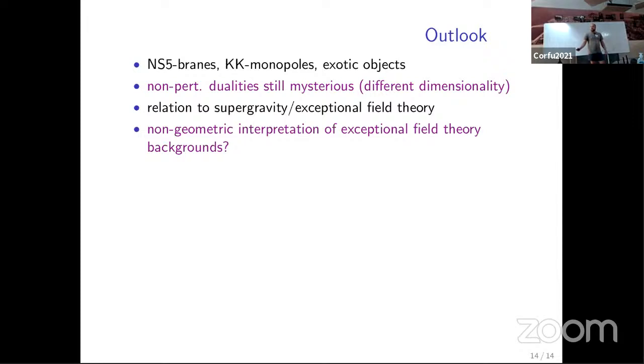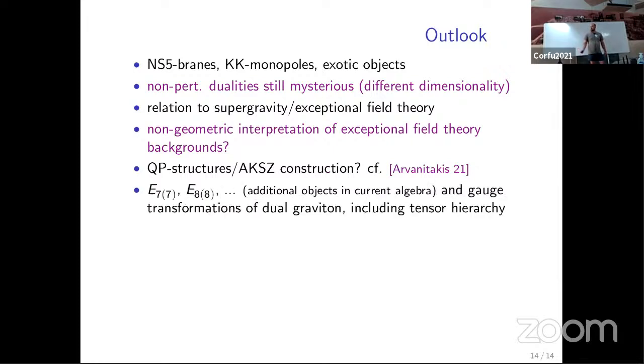Next, all the things I mentioned about non-geometric interpretations of backgrounds. There was a paper in spring by Alexander Tachikawa, where similar Poisson structures were derived from QP structures in the AKSZ construction. So it'd be nice to look at further connections there. And of course, everything I did so far was only for D up to 6. So it could be very interesting to look at these two things, because different geometrical objects would appear there.